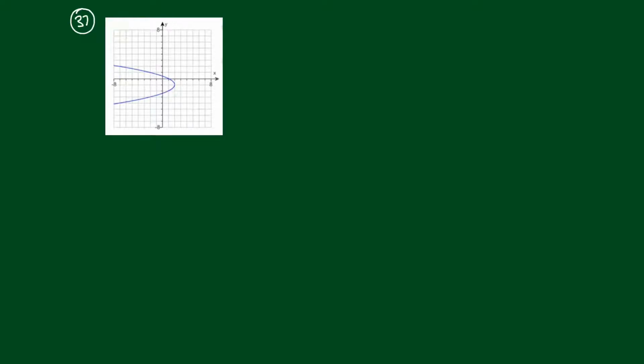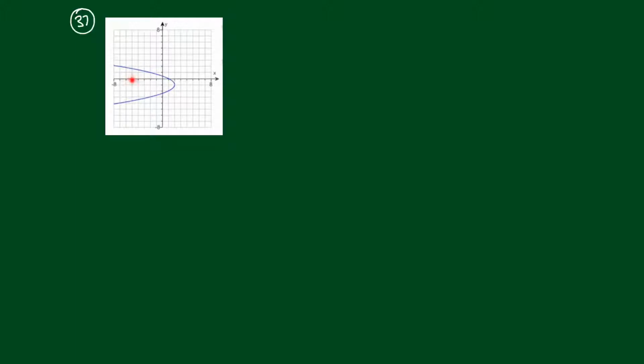So first of all, in 37, what do we think? Function or not a function? Well, let's look at the vertical line test. If I take a vertical line and just pass it through the curve, I can see right away it hits the curve in more than one point. Therefore, this is not a function.